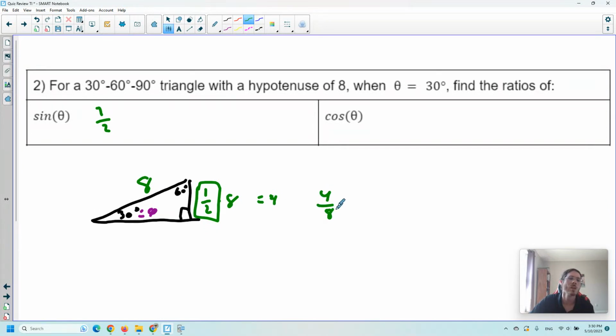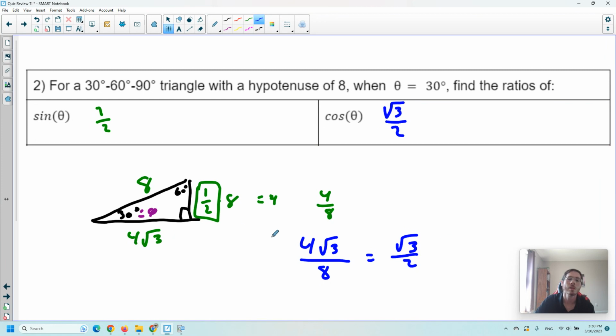If we do actually do it, we would get 4, so we could calculate it to be 4/8. For cosine, again, what we would do is we would then take this value, and we would do 4 times the square root of 3, because again, the longer side is always the short side times square root of 3. So this is going to be square root of 3/2. Again, if we really wanted to calculate it, we would do adjacent over hypotenuse, and then 4 and 8, we could divide those both by 4 to get square root of 3/2. And that's it. So that's just knowing those ratios, and we're all set. So that's what we got for number 2.